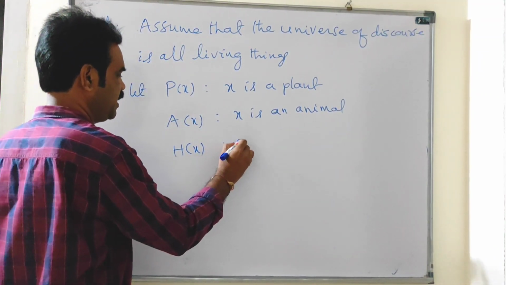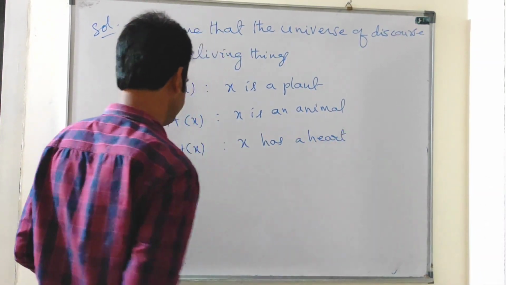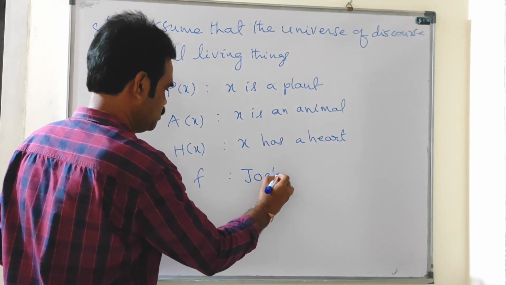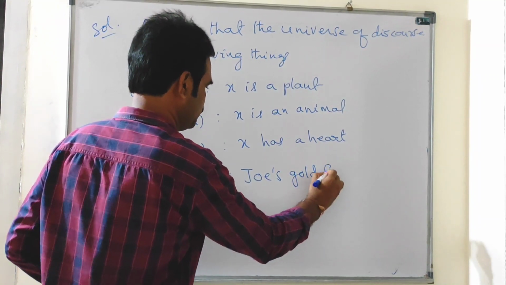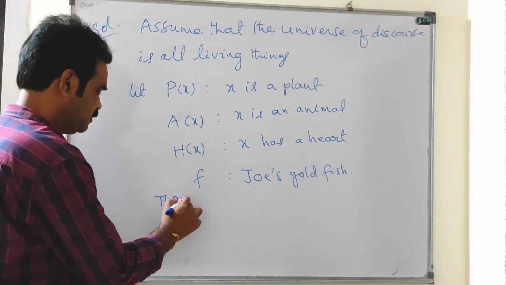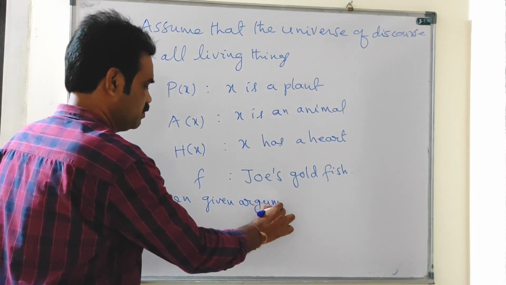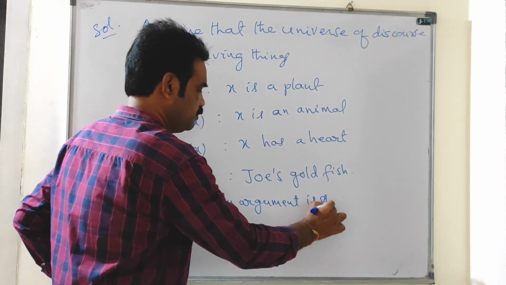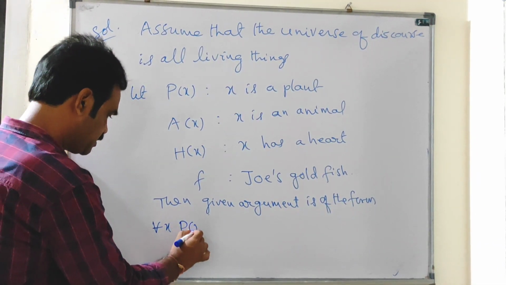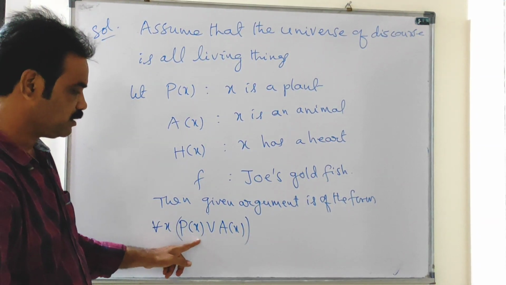H of x: x has a heart. Next, F: Joyce goldfish. Then the given argument is of the form: for all x, P of x or A of x. This means every living thing is a plant or animal.